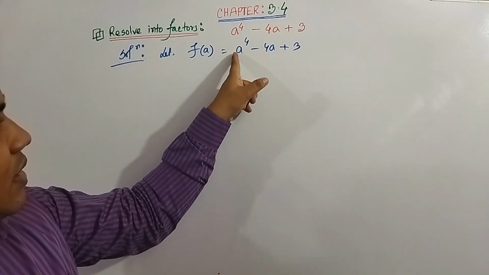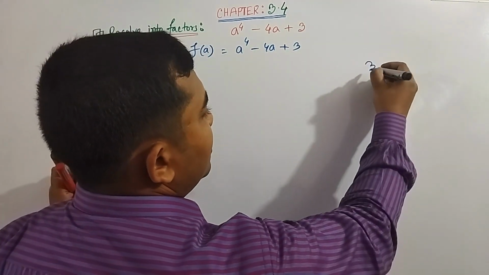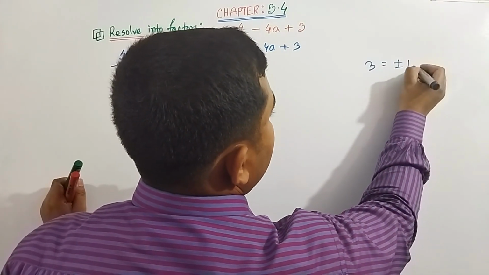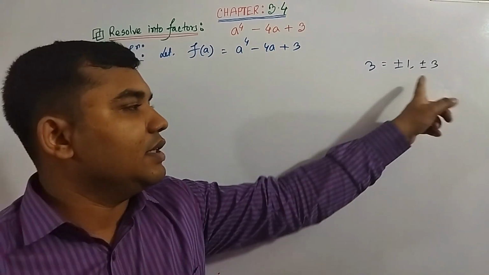Here was 1 and here was 3. If we multiply 1 into 3, we get 3. So how many factors does 3 have? Obviously we can understand that plus minus 1 and plus minus 3. So we have to work on these parts.